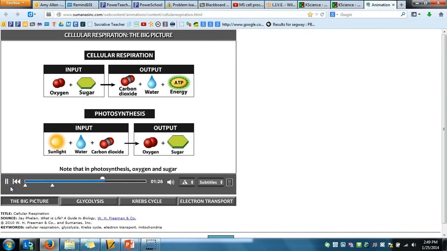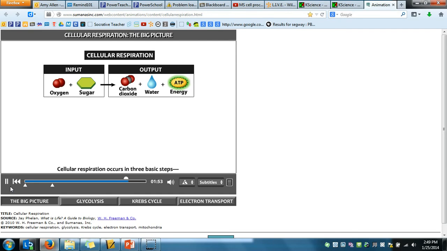Note that in photosynthesis, oxygen and sugar are products of the reaction, while they are inputs in cellular respiration. In cellular respiration, carbon dioxide and water are products of the reaction, while in photosynthesis, they are inputs. In photosynthesis, the transport chain. And we're going to save learning about those steps for 10th grade.